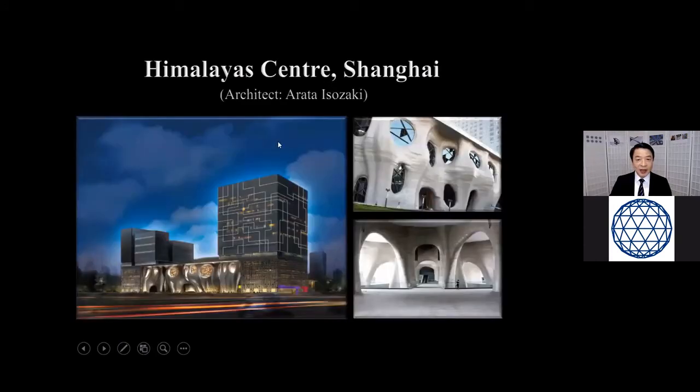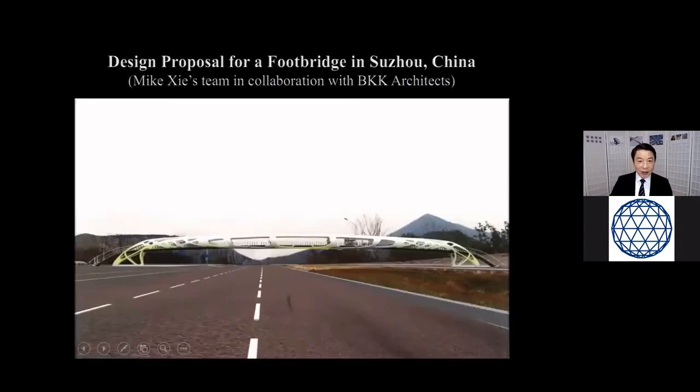This one is also by Asazaki, a structure in Shanghai. These forms were found using extended ESO method as well. My team has worked with various architects to apply our BISO method for different structures.